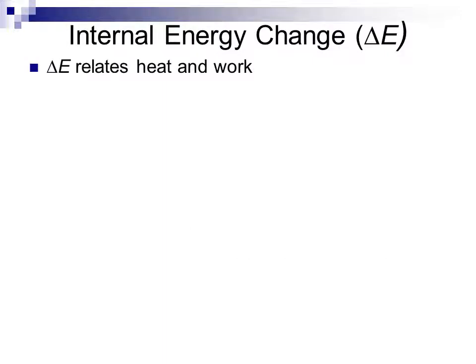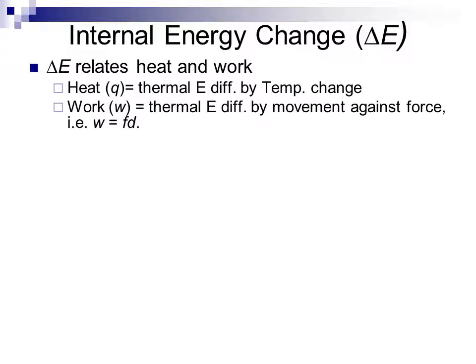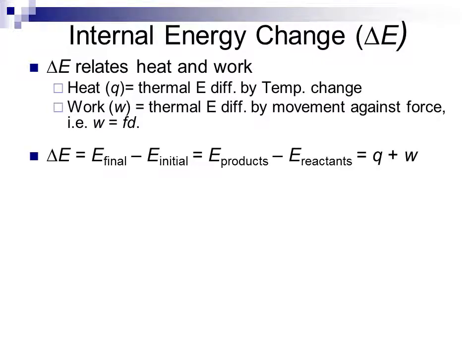Now, changes in internal energy relate heat and work. Heat is the thermal energy difference that is caused by changes in temperature between areas of high temperature and low temperature. Work is the energy difference that is produced by movement against force. So force times distance is work. The change in energy of the system, then, is the final energy of the system minus the initial energy of the system, which will be the energy of the products minus the energy of the reactants. And this will equal a combination of the heat and the work, Q plus W.